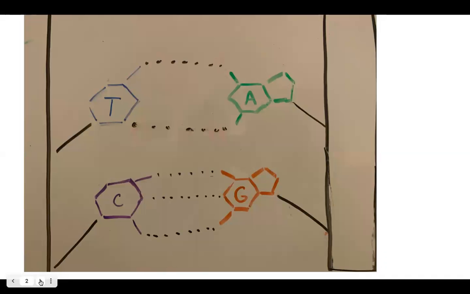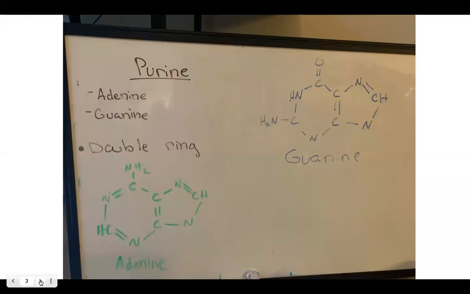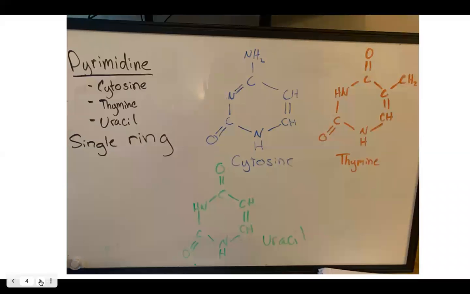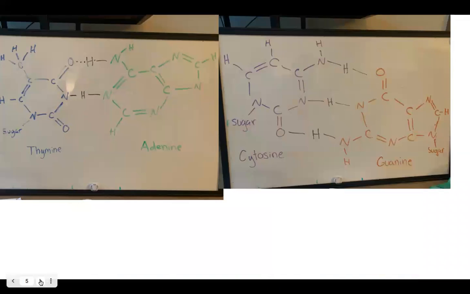As we zoom in on this DNA, we can see that it's made up of nitrogen bases. There are two types of nitrogen bases: purines, which are adenine and guanine, and pyrimidines, which are cytosine, thymine, and uracil. Base pairing rules cause only adenine and thymine to pair and only guanine and cytosine to pair. Hydrogen bonds make sure of this, because adenine and thymine have two hydrogen bonds, and guanine and cytosine have three hydrogen bonds.